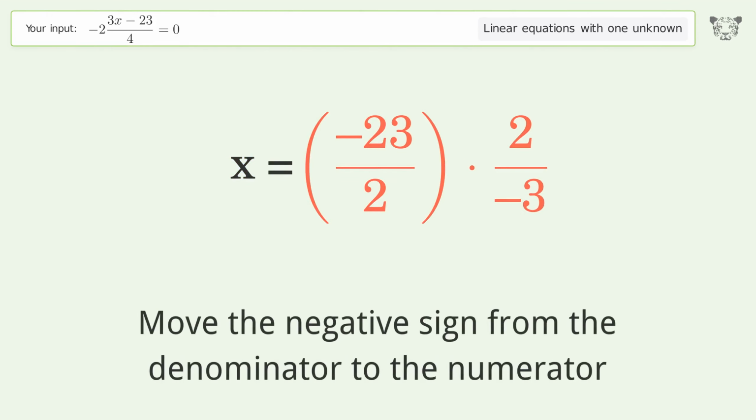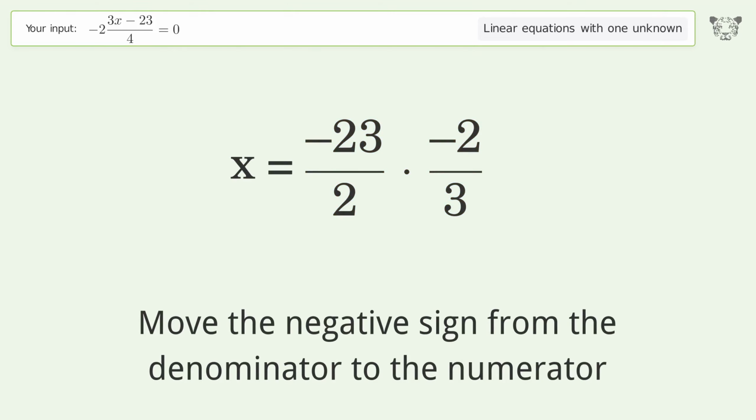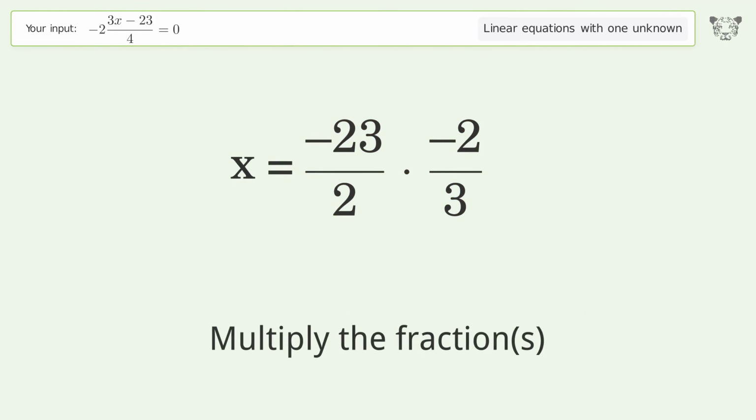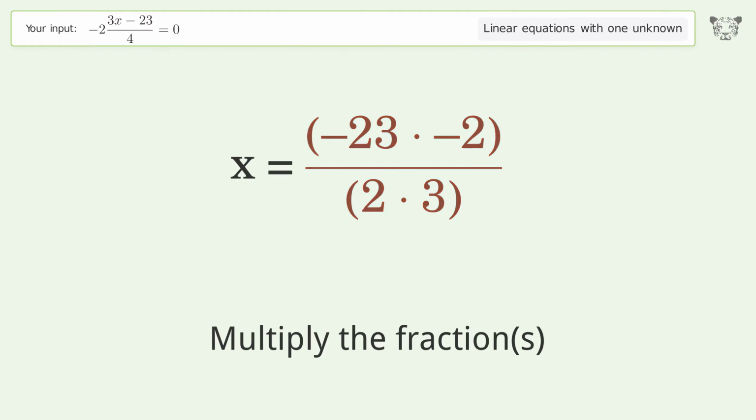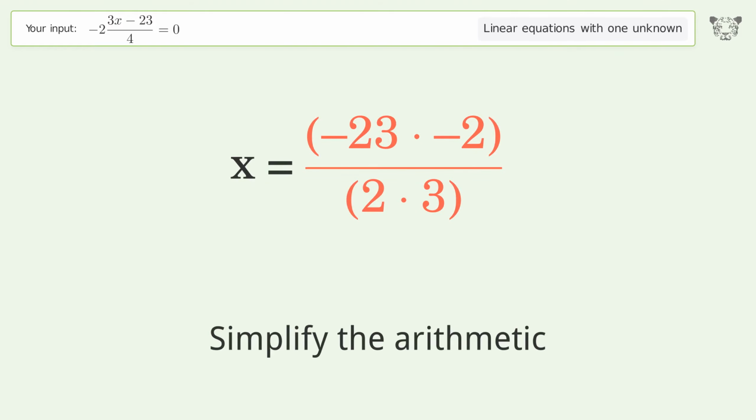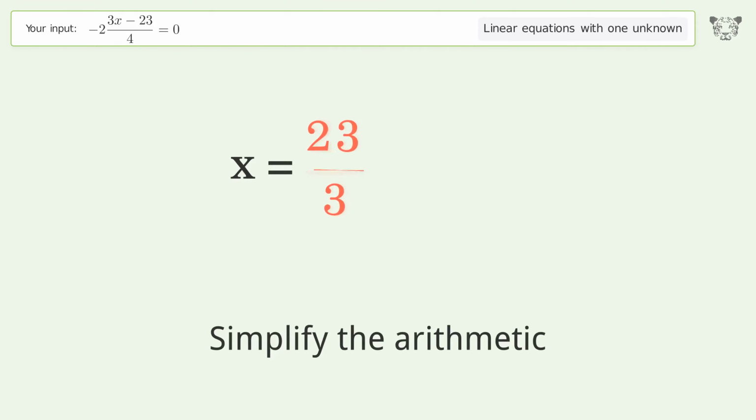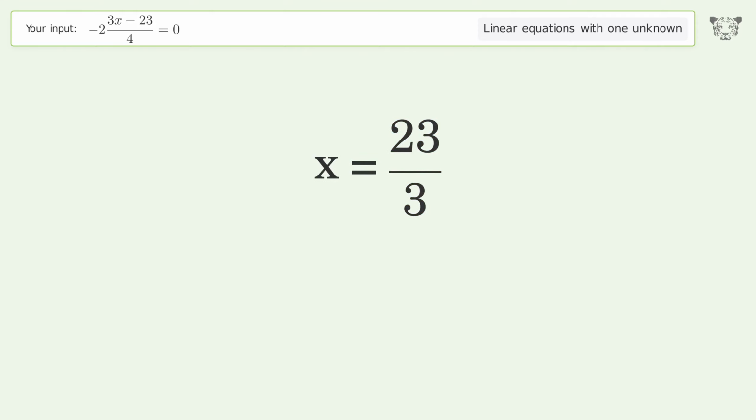Move the negative sign from the denominator to the numerator. Multiply the fractions. Simplify the arithmetic. And so the final result is x equals 23/3.